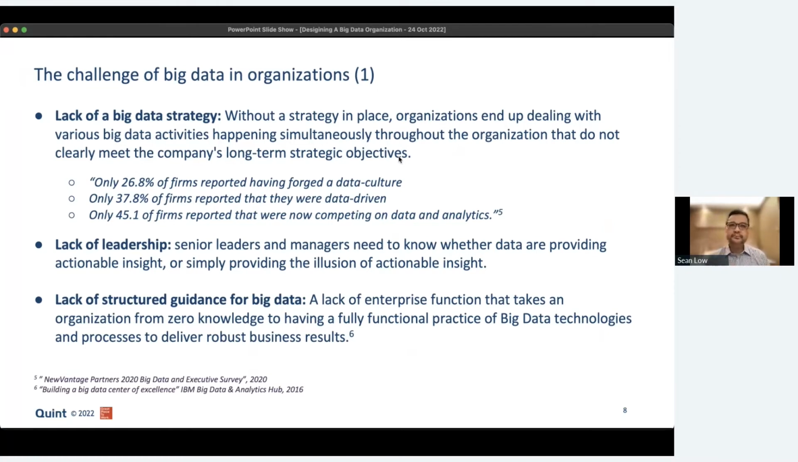Number two, again, you will most probably have heard this, and this is, again, some people say very common, the lack of leadership, right? Most organizations want to do big data, but senior leaders and managers and your CEOs and your C-levels don't even know how to actually use the data. They don't even know what the data will solve, what problems they want to solve that big data can help them with, right?